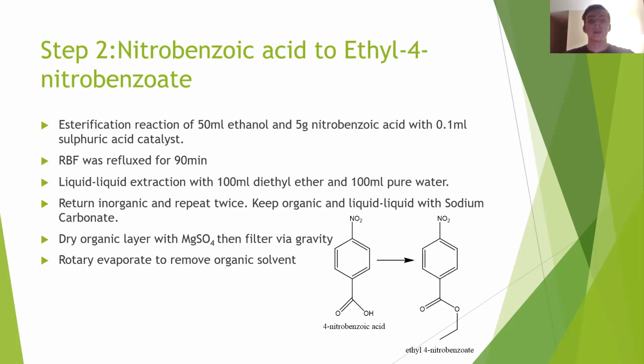Step 2. Converting nitrobenzoic acid to ethyl-4 nitrobenzoate. This reaction is an esterification process, so we needed to add 400 ml of ethanol as we wanted to add 2 carbons onto the oxygen. And so we added 5 grams of nitrobenzoic acid from earlier, with 0.1 ml of sulfuric acid to act as a catalyst.